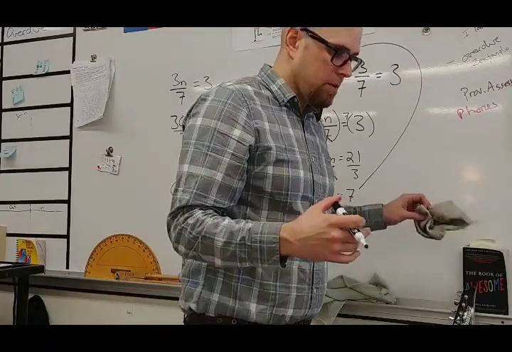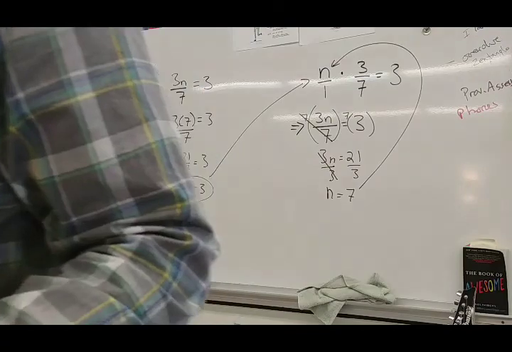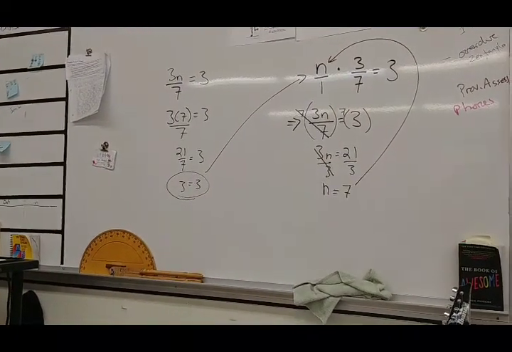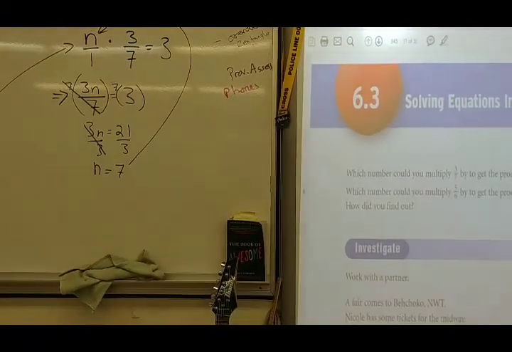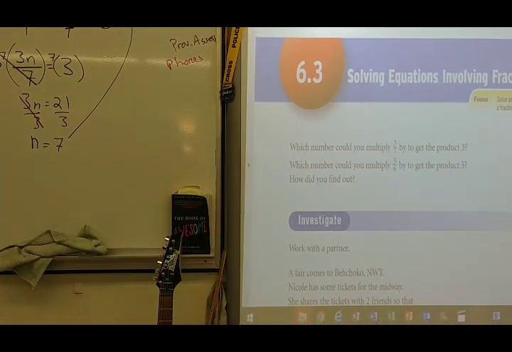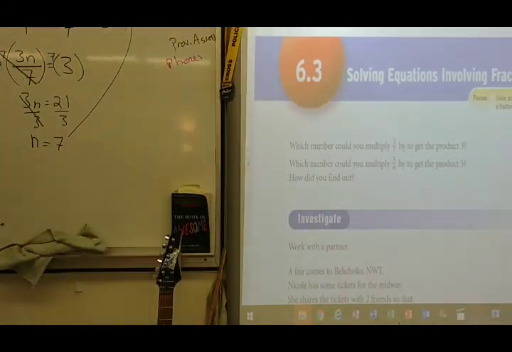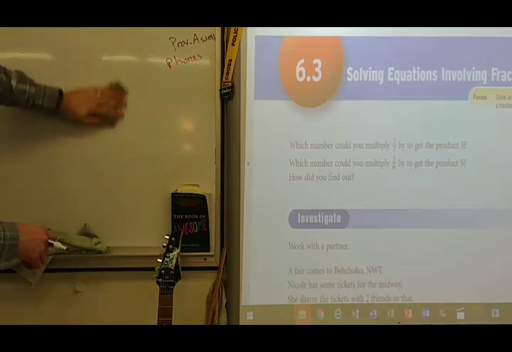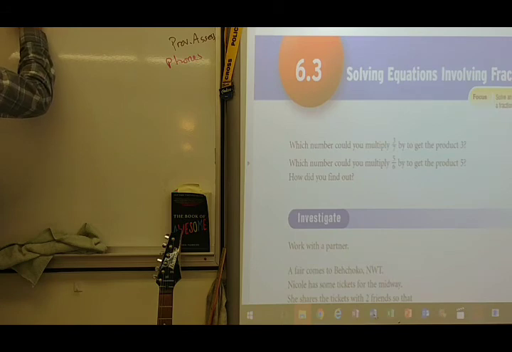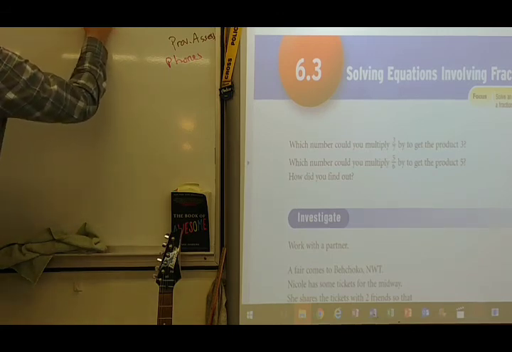Now this is where you're going, okay, I get it. No, wait, I don't quite get it. And I don't think you do yet, because I know I got a little confused just reviewing this. So let's take a look at another example. The next example in your assignment says, which number could you multiply 5 over 6 by to get the product 5? So I'm going to write that one piece at a time. Which number could you multiply 5 over 6 by to get 5?